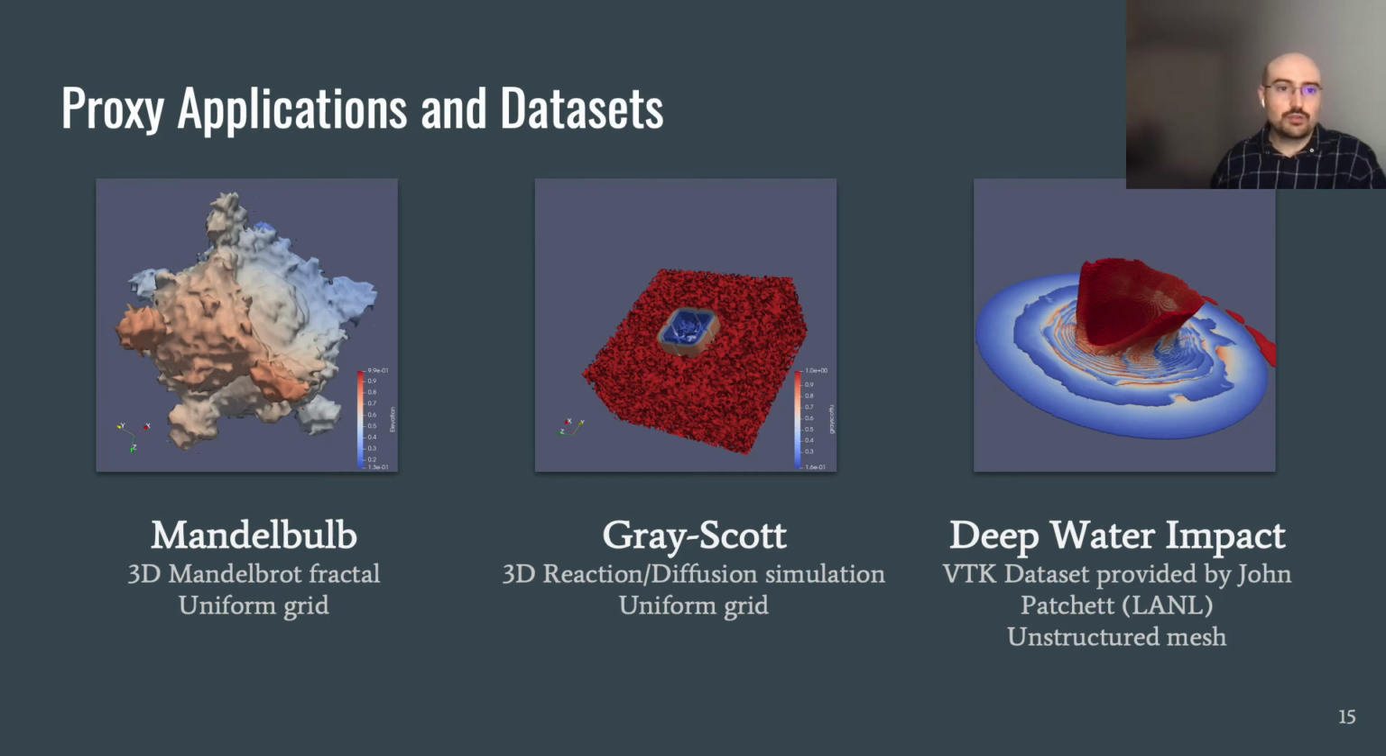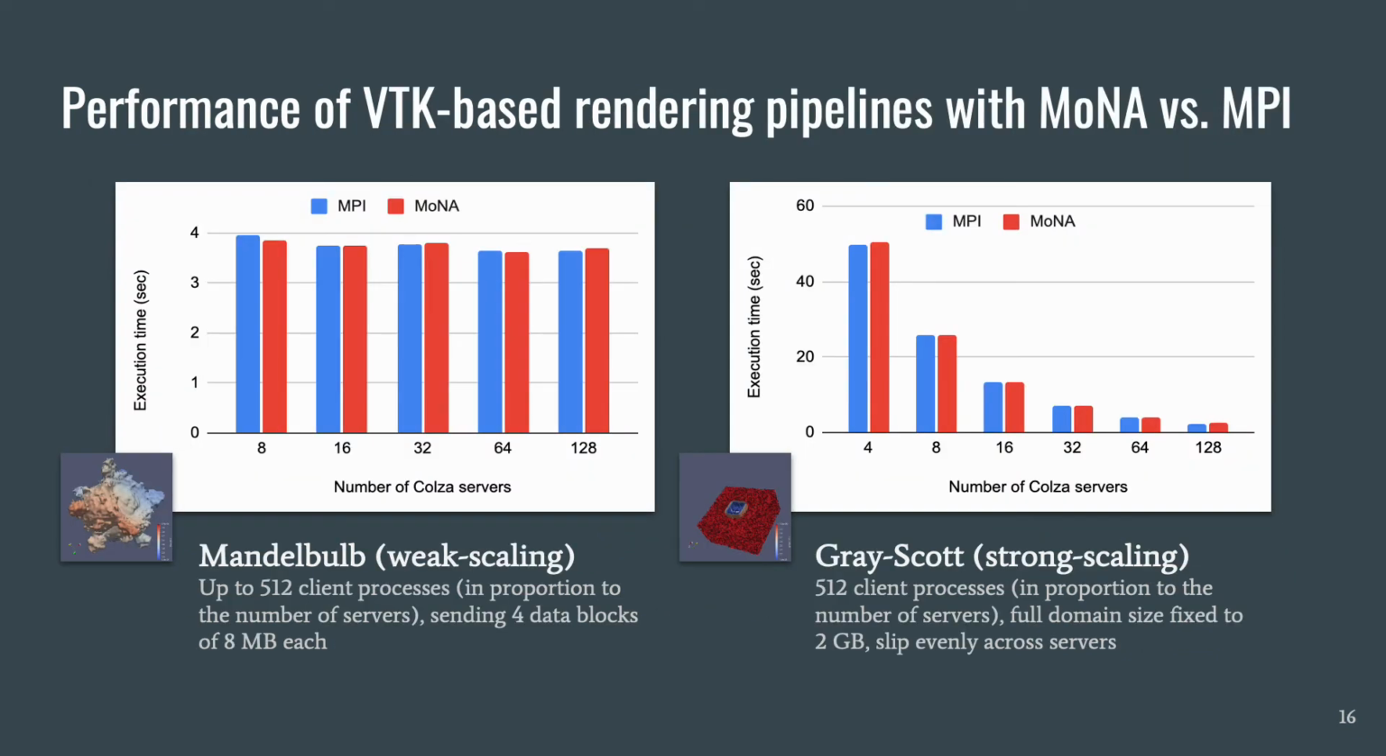Mandelbrot and Gray-Scott use uniform grids, which are split uniformly across client processes and then distributed across Colza servers. And the deep water impact simulation uses an unstructured mesh that is split across a set of VTK files. In the rest of this presentation, we will always use Cray MPICH as the implementation of MPI to compare against, since it's the best performing one on that platform.